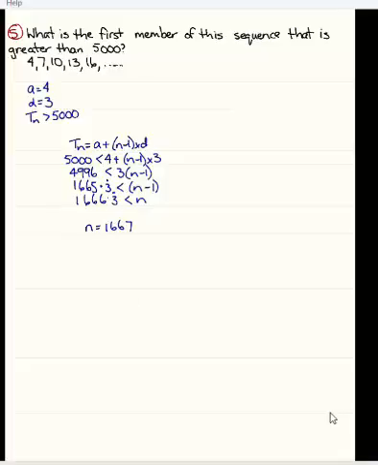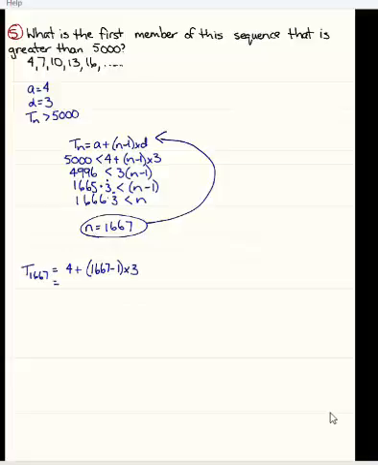So that tells us which term. They want to know what the number of the sequence is. So what we need to do is substitute n equals 1,667 back up into here to work out what that term's going to be. Okay, so the 1,667th term is equal to 4 plus 1,667 minus 1 times 3. So that is equal to 5,002. So the first term that goes over 5,000 is 5,002.